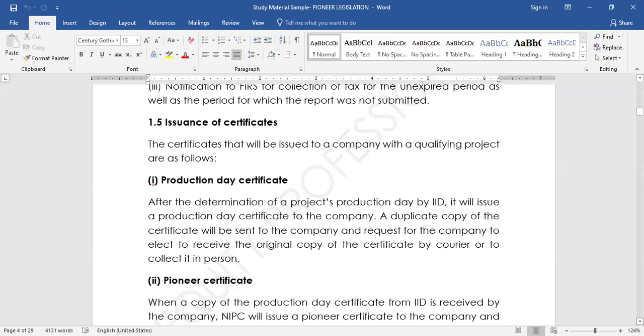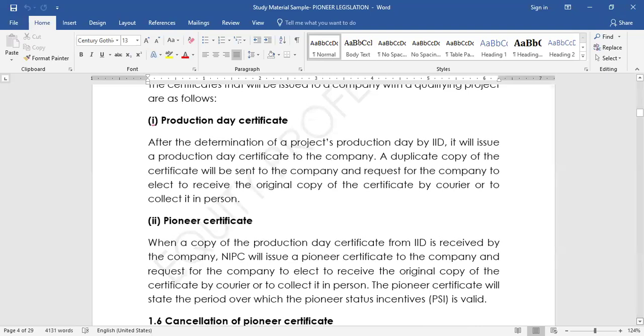Issuance of certificates. What are those certificates that they normally issue under pioneer legislation or pioneer incentive? Number one, production day certificate. This certificate is issued to a company by NIPC. And this certificate will show the date in which the company will commence production. That means it will show the date in which the pioneer period begins. It's going to start.